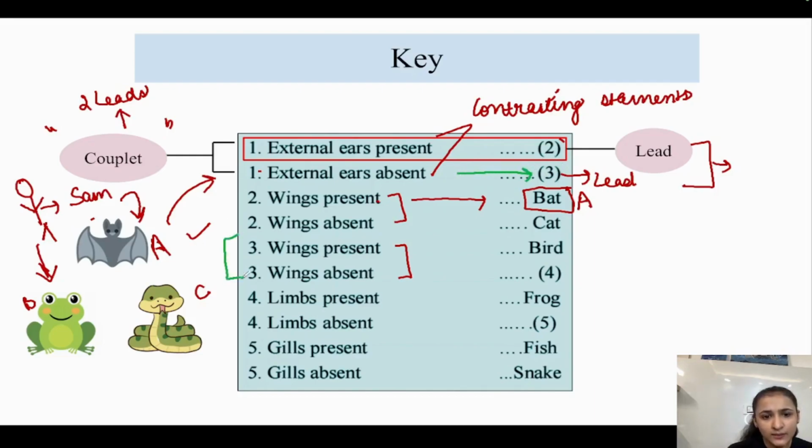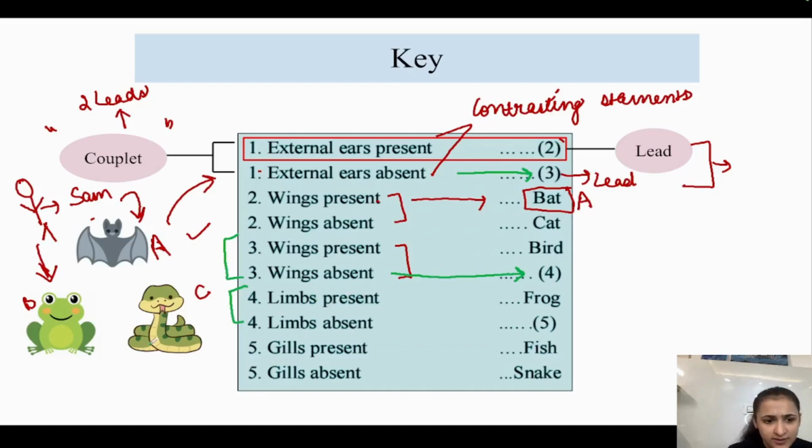That is this one. So here, are wings present in this organism? No, wings are not present. Are wings absent? Yes, wings are absent. So if wings are absent, it is suggesting us to go to couplet number 4. Okay, we have not arrived at the name yet. Okay, we have not identified the organism yet. We need to go to couplet 4. Now we go to couplet 4.